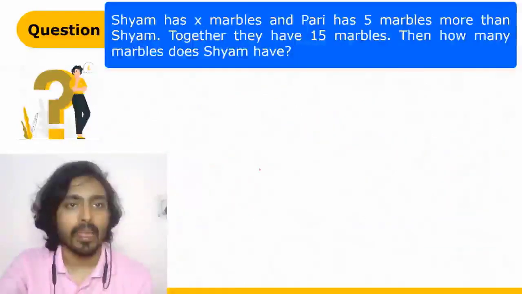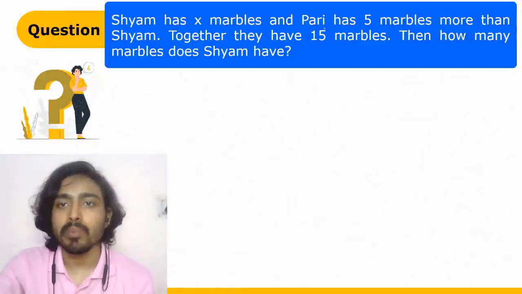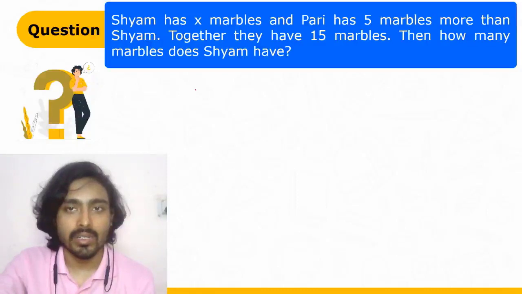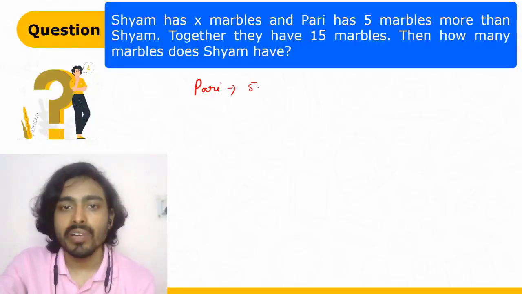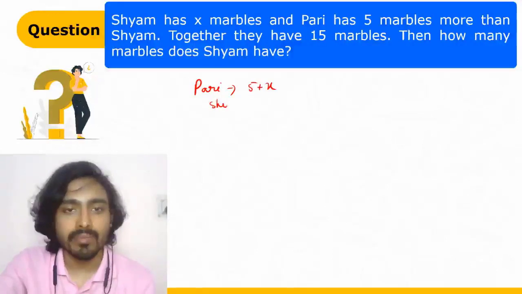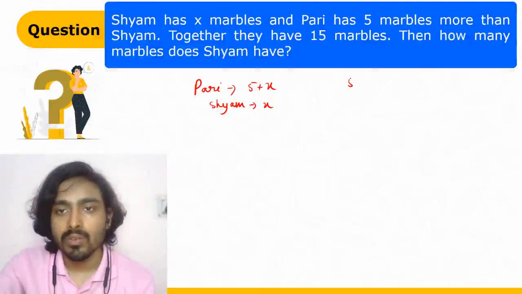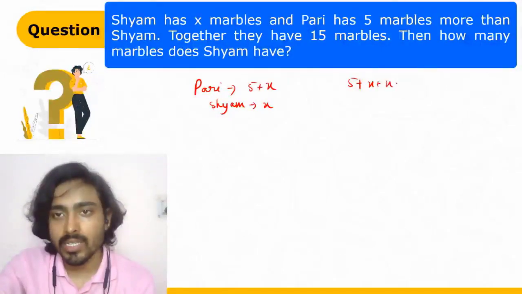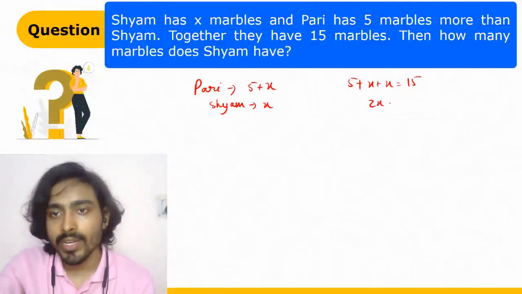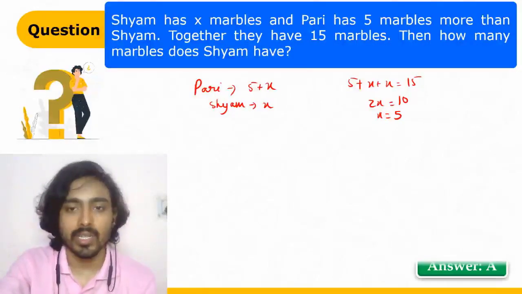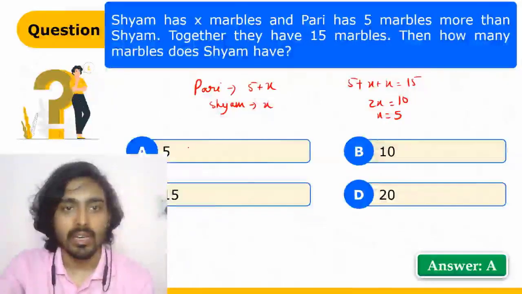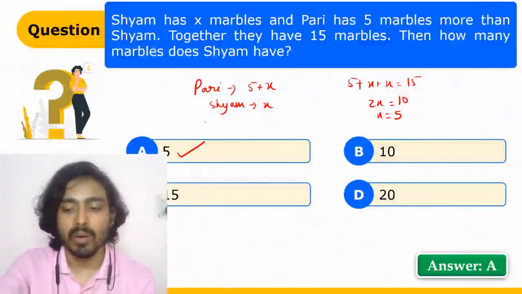Let's move ahead. Shyam has x marbles and Pari has 5 marbles more than x. So Pari will have 5 plus x and Shyam will have x. So total they have 15. So 5 plus x is equal to 15. So 2x is equal to 10 and x is equal to 5. Right? Let's look at the options. Yes, Shyam has 5 marbles.